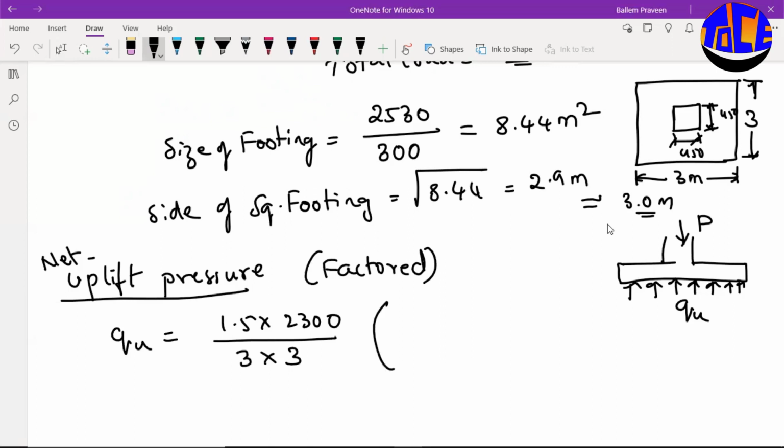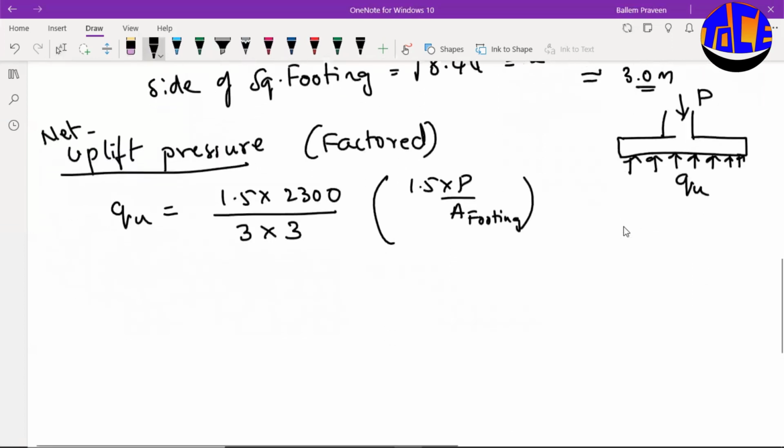So what is the formula? It is 1.5 into P divided by area of footing. If you calculate this, it will come around 383.33 kilonewton per meter square. So this is your net uplift pressure acting below the footing. Remember this. Now let us go to step 2.